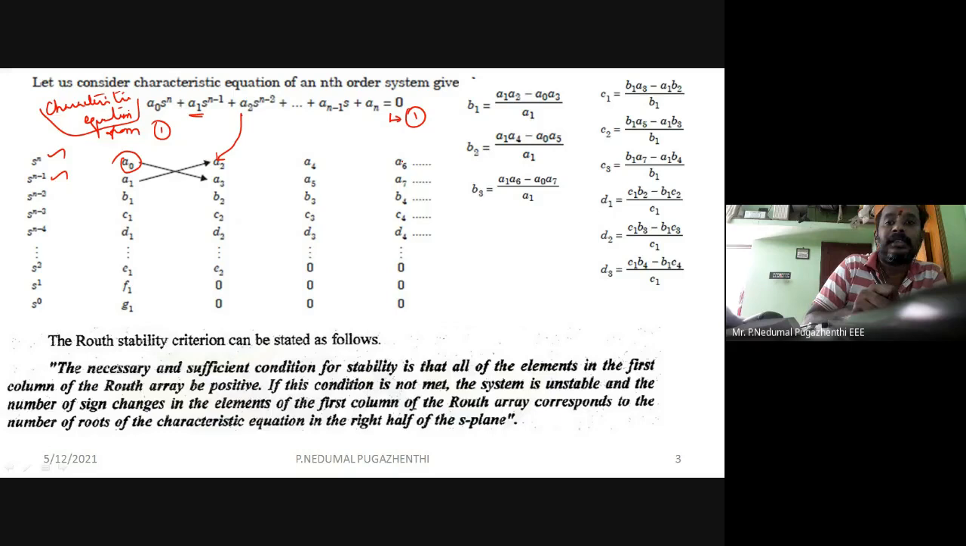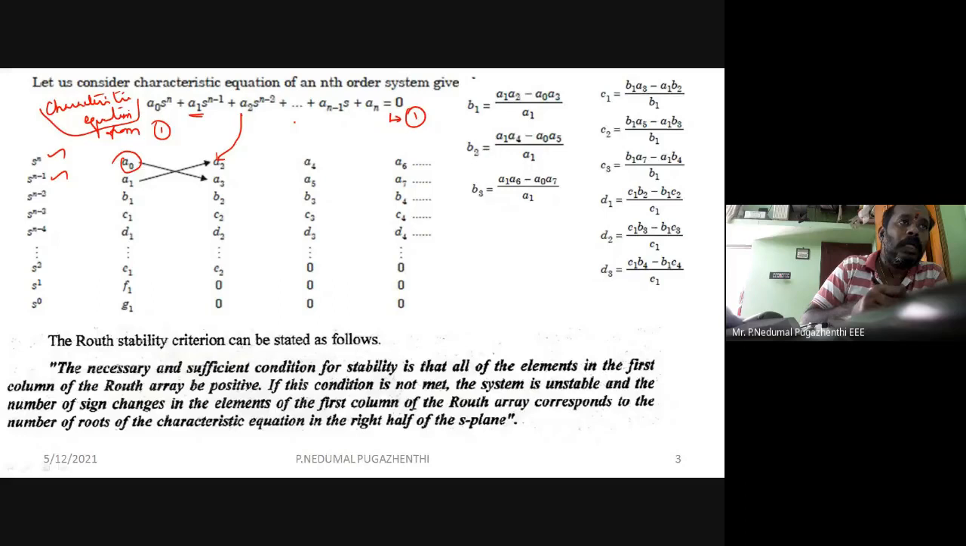Clear? What I have taken: the first element is the coefficient of the highest power of the polynomial, s power n, A0. Then I leave A1, take A2, then leave A3, take A4. So I take alternate coefficients, skipping the adjacent one each time.